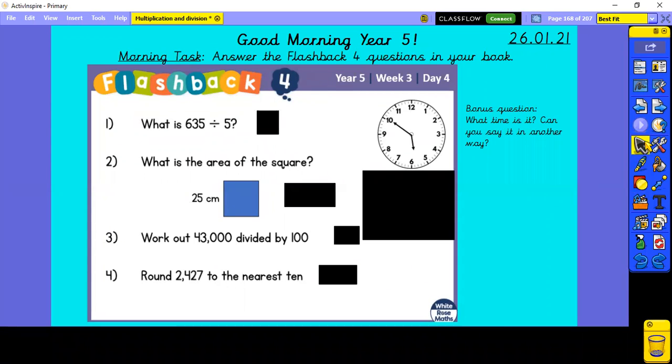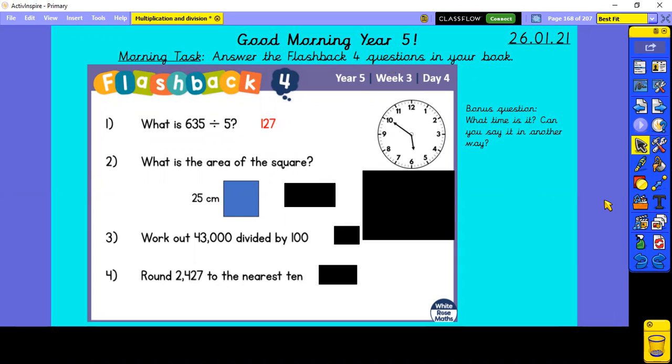So question 1, what is 635 divided by 5? Let's have a look. So our answer is 127, and you could have used the place value chart or the bus stop method to find this answer, or as we call it, the quotient.